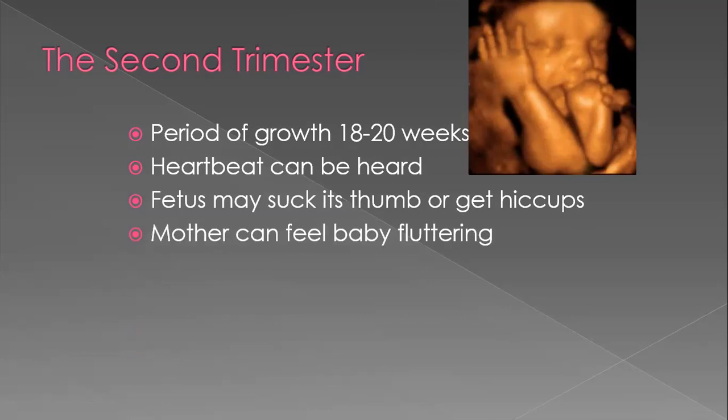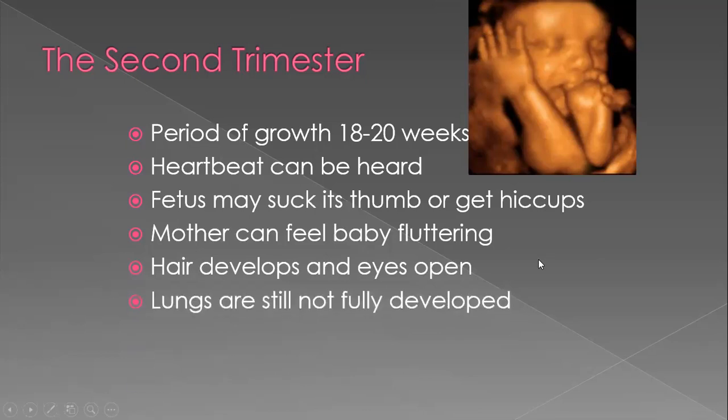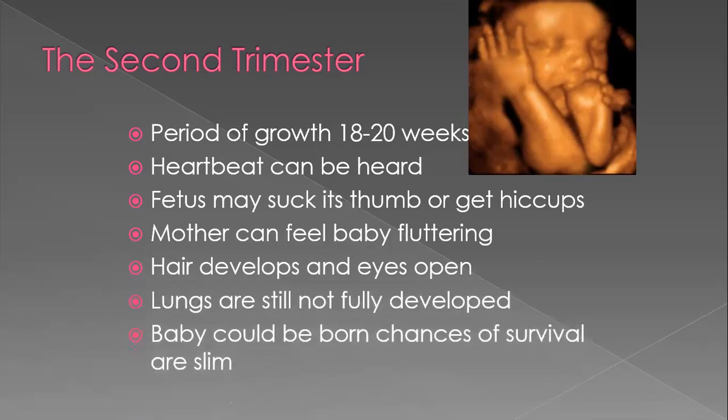So the baby fluttering is like they sort of shake their arms and legs, and scientists believe that the purpose of this fluttering is part of development of the nervous system that senses touch and things, and also development of muscles. Hair develops and the eyes open. The lungs are still not fully developed. The baby could be born, but chances of survival are slim.